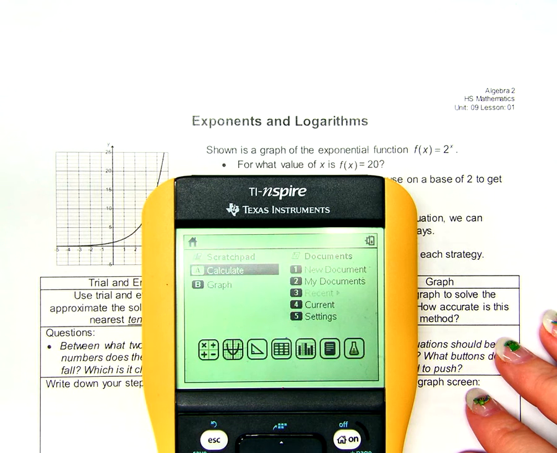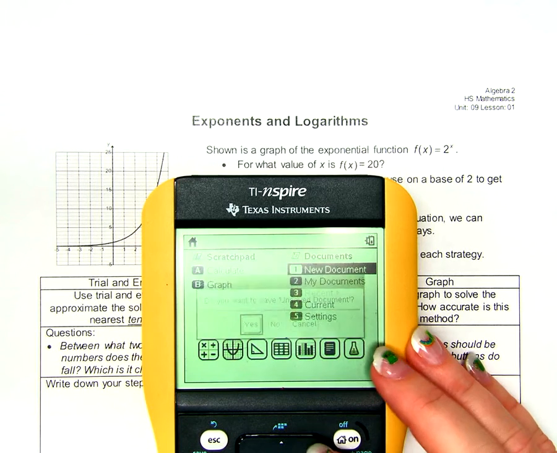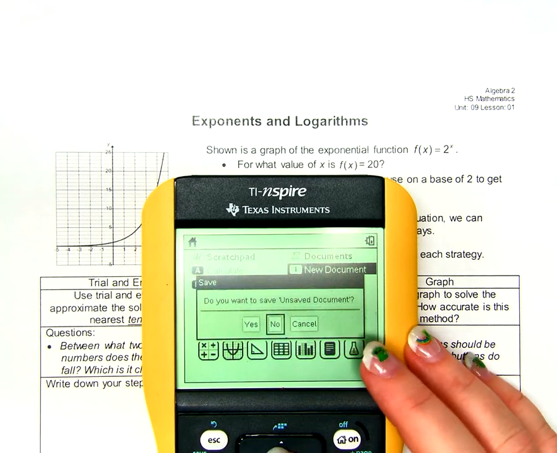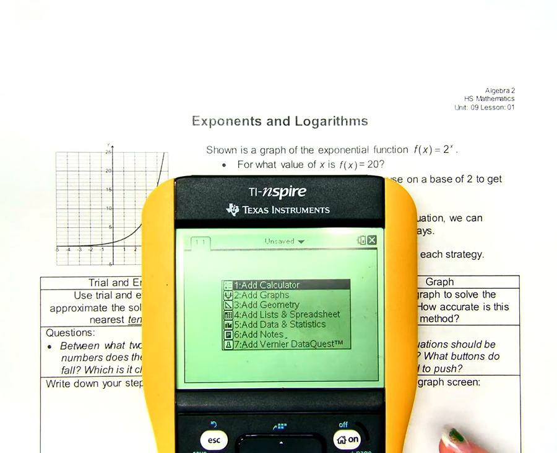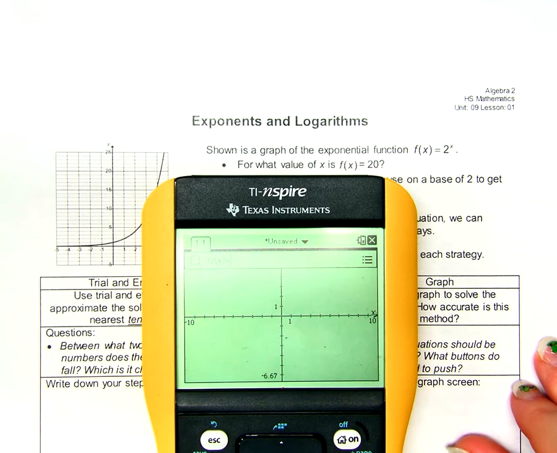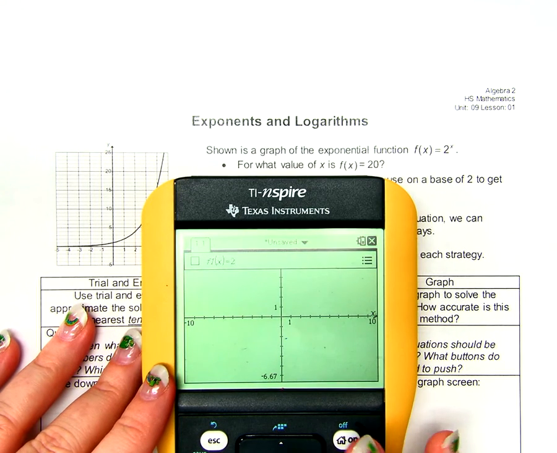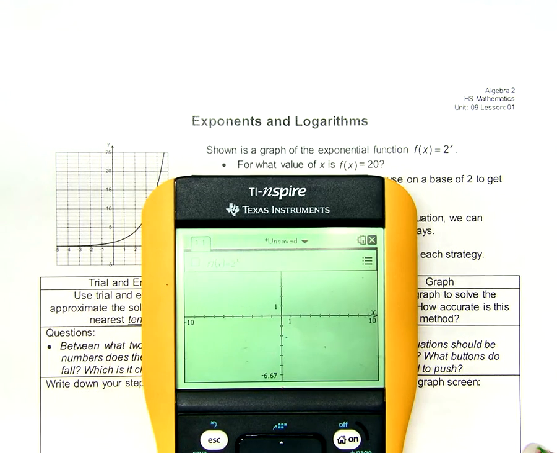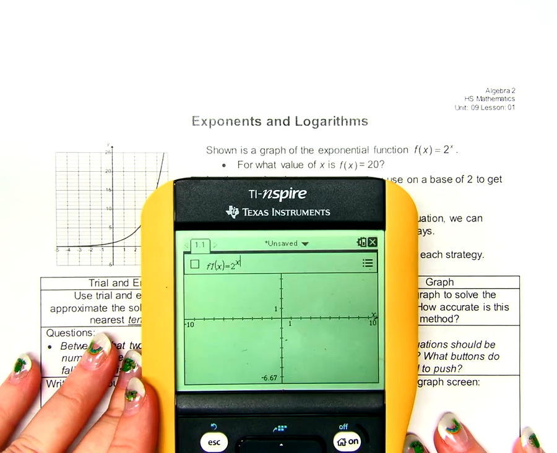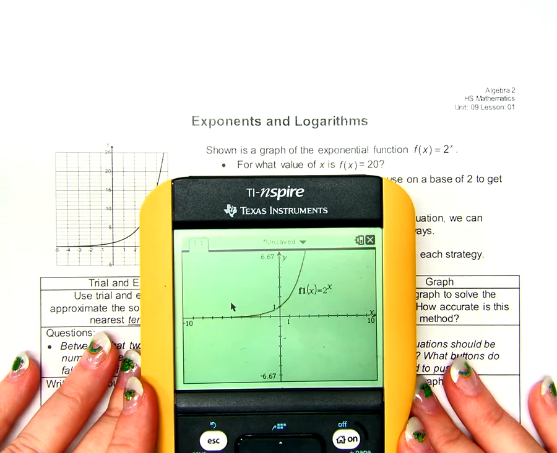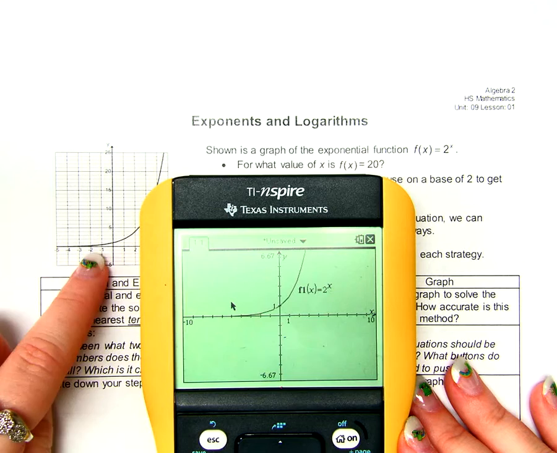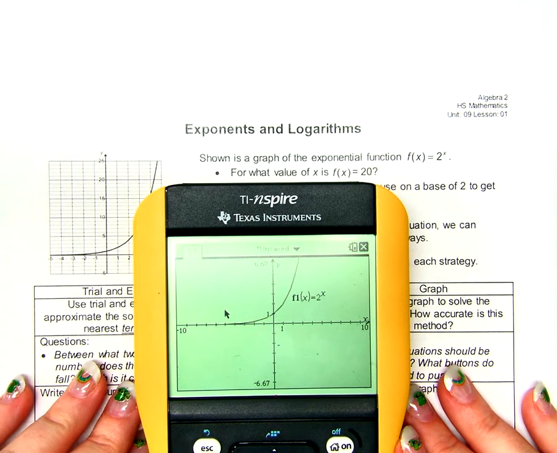So I would do what? A new document? No, I don't want to save the old one. I would graph it. Okay, so what am I graphing? 2 raised to the x power? Like that? That looks similar to that. Well, it should, right? Okay.